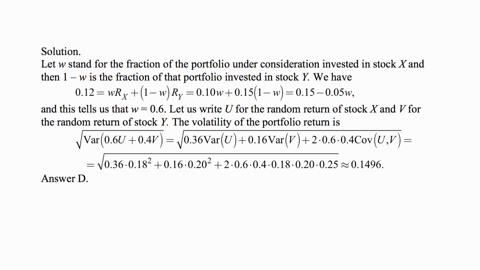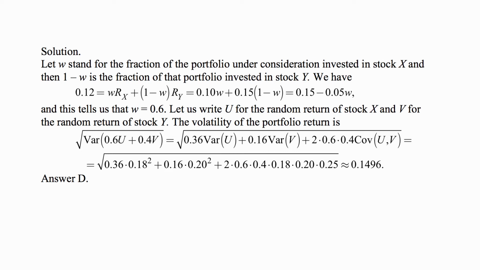So there is a certain portfolio of these two stocks X and Y. And let W stand for the fraction of the portfolio that we're considering invested in stock X, and then 1 minus W is the fraction of the portfolio invested in stock Y. So we have for the 0.12 is W R_X plus (1 minus W) R_Y, because the expected return is the weighted average of the returns of the two securities.